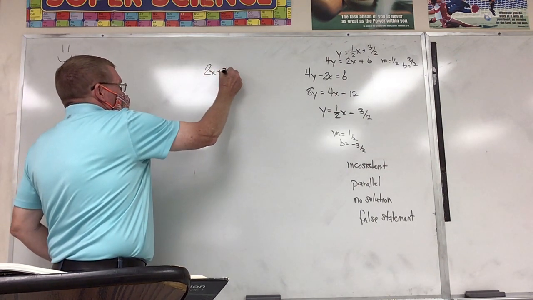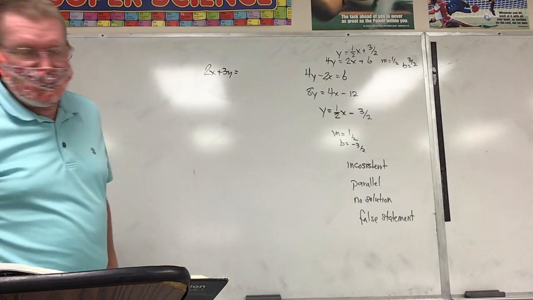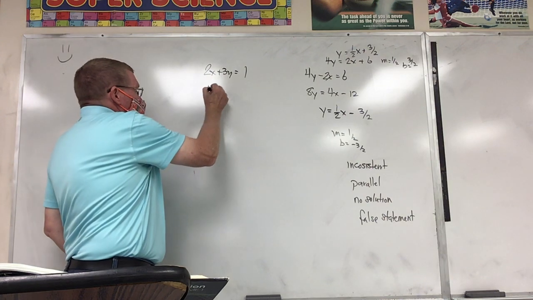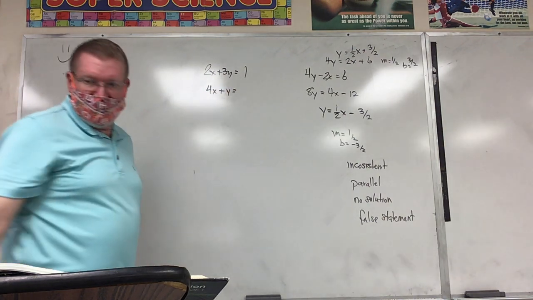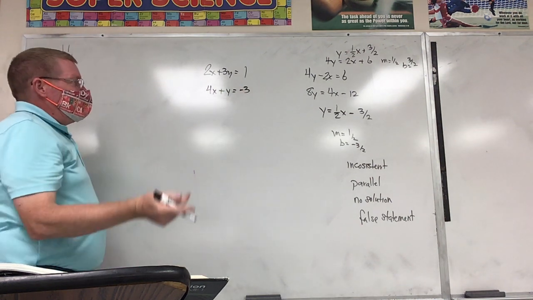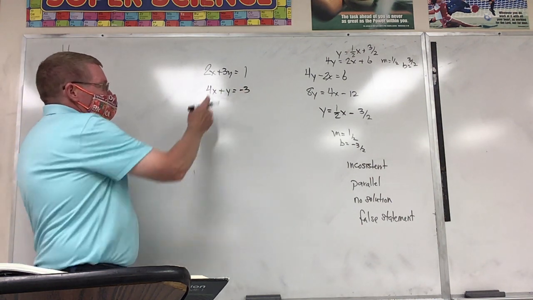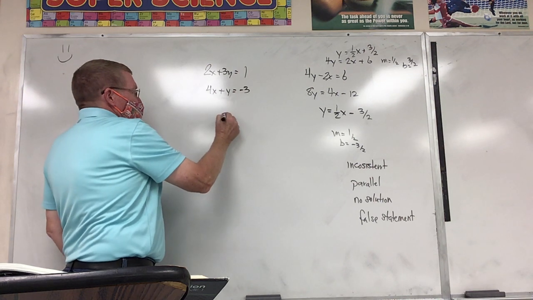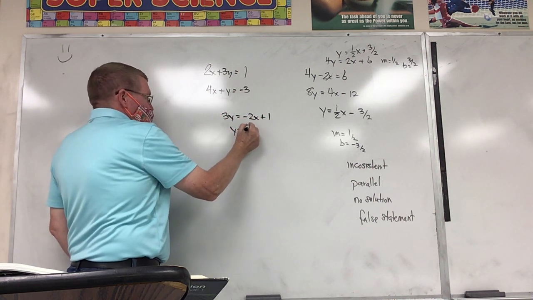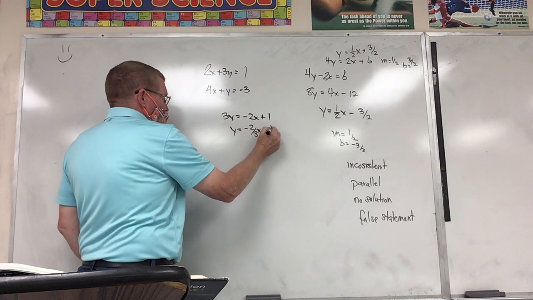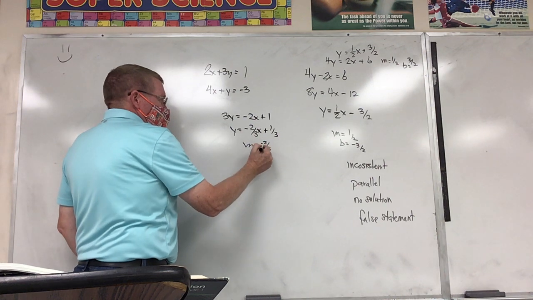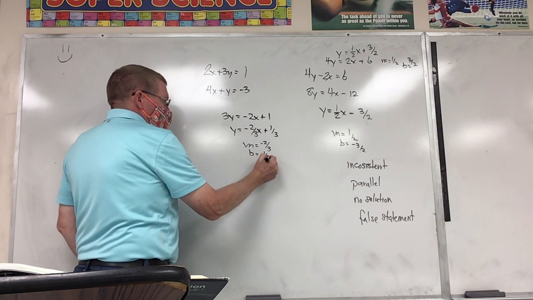x plus 3y equals 1, and 4x plus y equals negative 3. All right, again, the easy way to do this is solve for y. So I'm going to get 3y equals negative 2x plus 1. y equals negative 2/3 x plus 1/3. Slope, negative 2/3. y-intercept, 1/3.